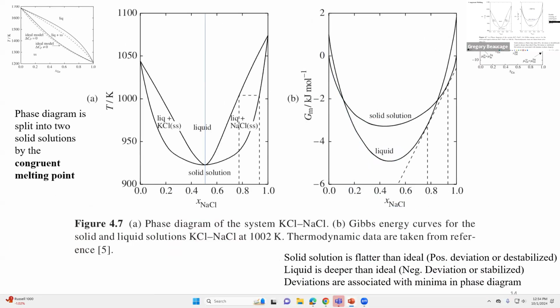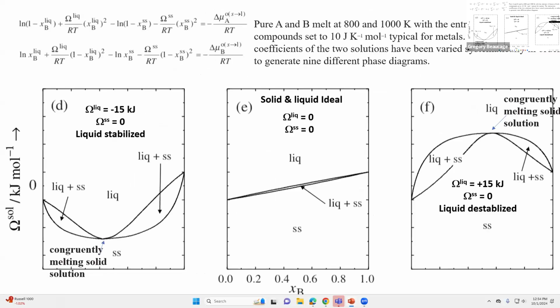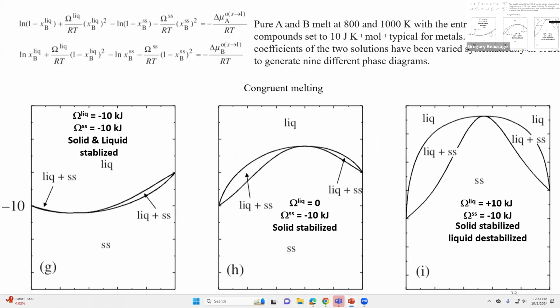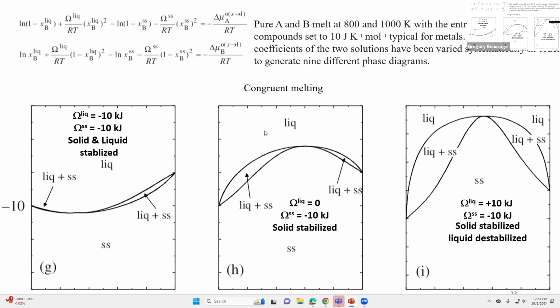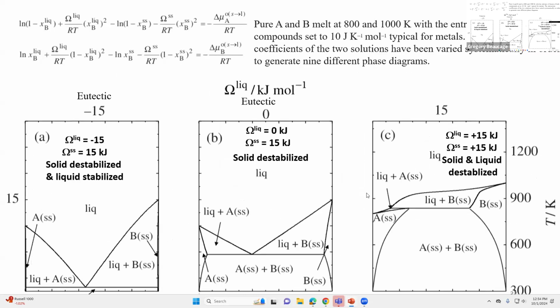Oops, I guess they're not listed here. Sorry, they're listed below. So the monotectic reaction is liquid goes to solid plus liquid. And that's what's going on here. You have a liquid phase at the top, it goes to a solid phase at the bottom, and then there's another liquid phase that's in equilibrium with it.